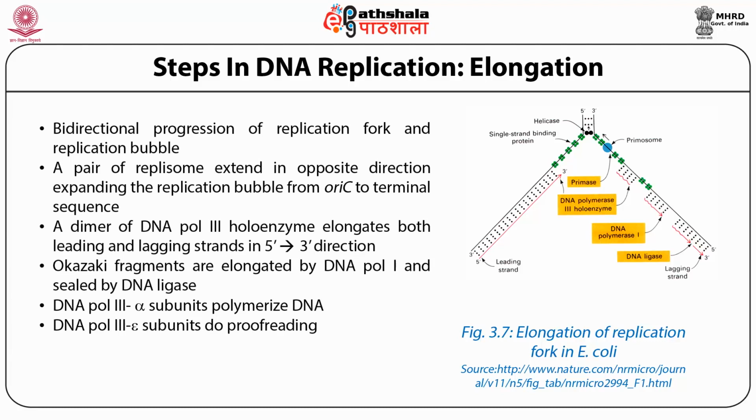A dimer of DNA polymerase III holoenzyme elongates both the leading and the lagging strand always and invariably in the 5' to 3' direction. While in the leading strand the elongation continues seamlessly, in the lagging strand elongation continues by formation of multiple Okazaki fragments in the 5' to 3' direction. The DNA polymerase III alpha subunit polymerizes DNA while the epsilon subunits do the proofreading on both the strands.